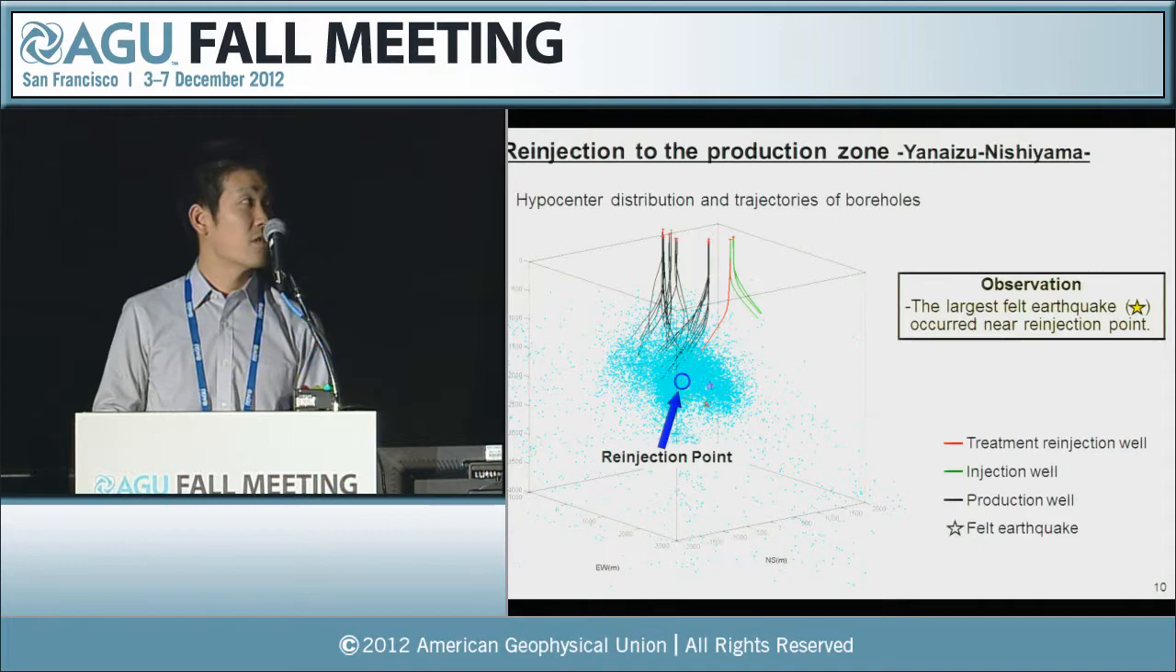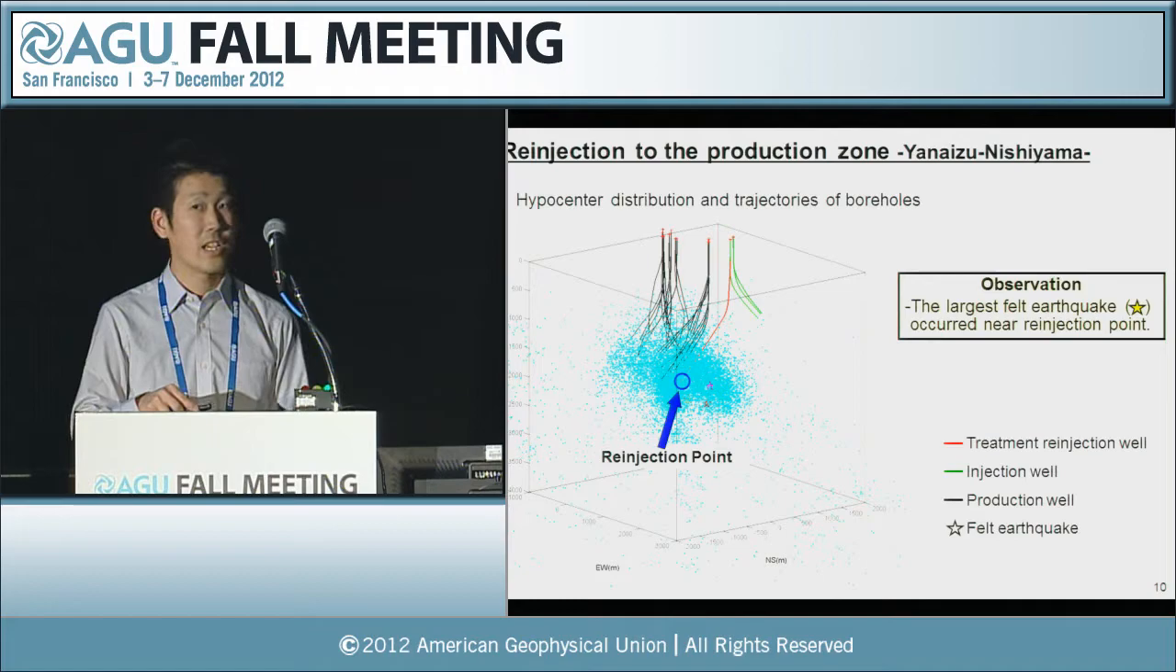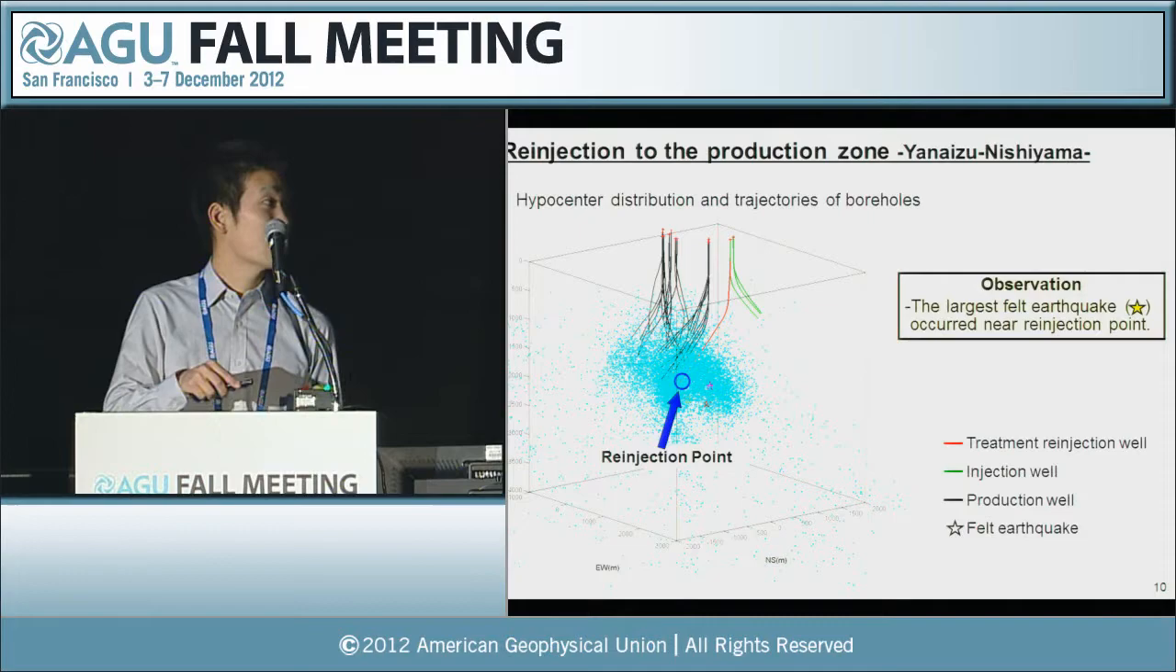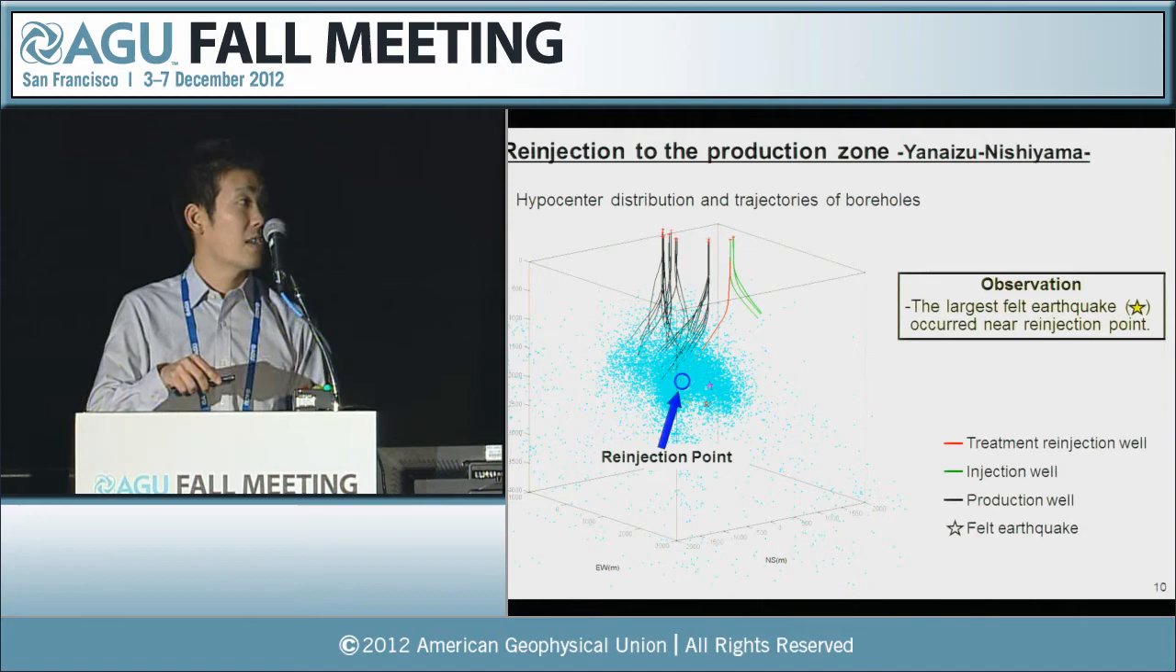This figure shows the epicenter distribution and the trajectories of boreholes at Yanaizu-Nishiyama. The trajectory of the injection well is shown in the red line. And the largest felt earthquake occurred near the injection point.